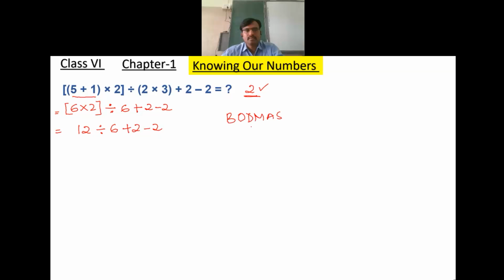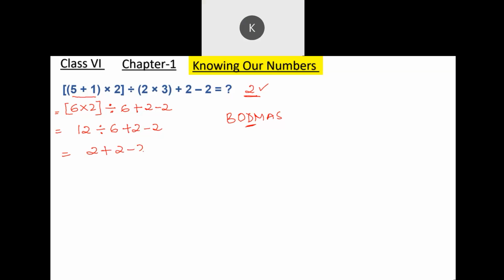See the next operation, sir. Division here. Yes, sir. 12 by 6 is 2, plus 2 minus 2. Next is multiplication. It is not there here. Next is addition. 2 plus 2 is 4. 4 minus 2 is 2. Equal to 2. The answer is 2.